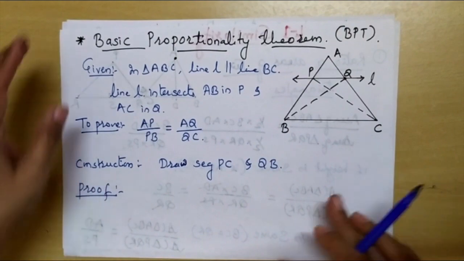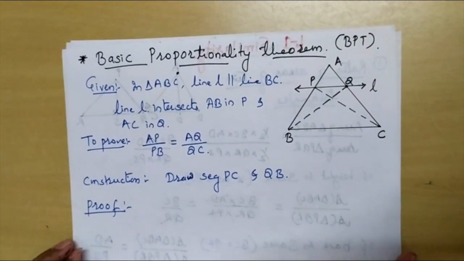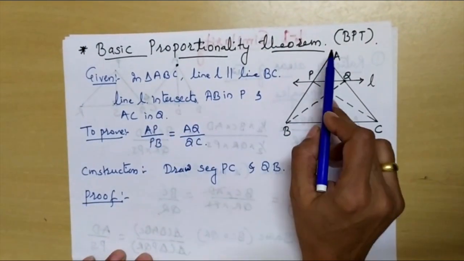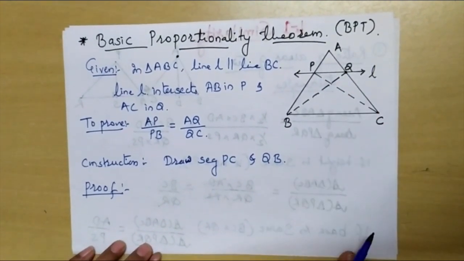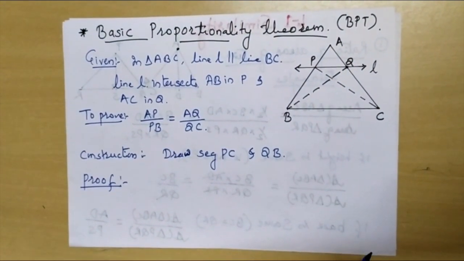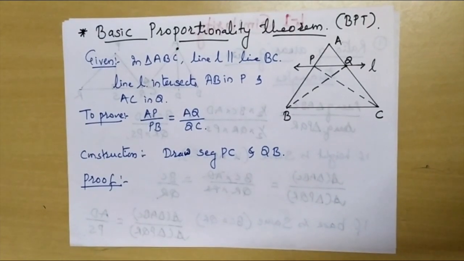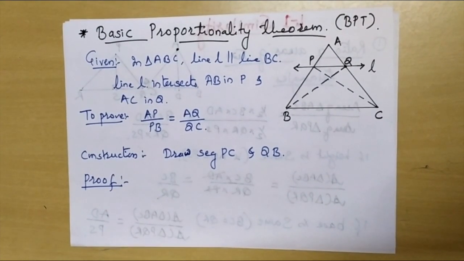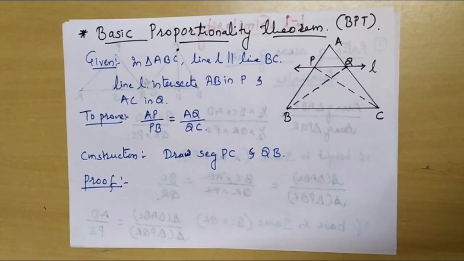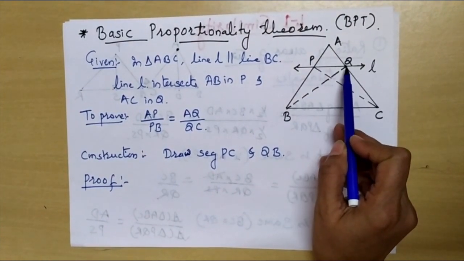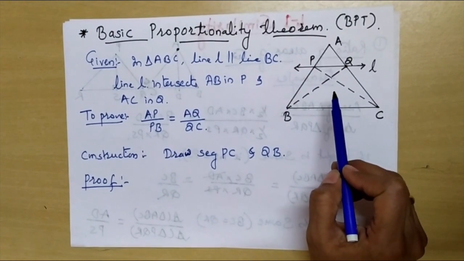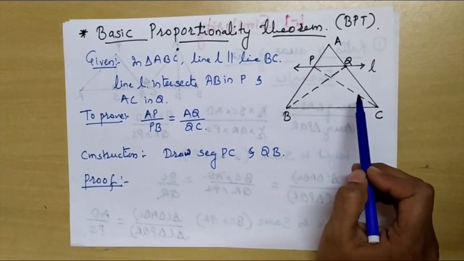The next point is the theorem, that is the basic proportionality theorem. In short form it can be written as BPT. Now what is the statement of this theorem? If a line parallel to a side of a triangle intersects the remaining sides in two distinct points, that is P and Q, then the line divides the sides in the same proportion.